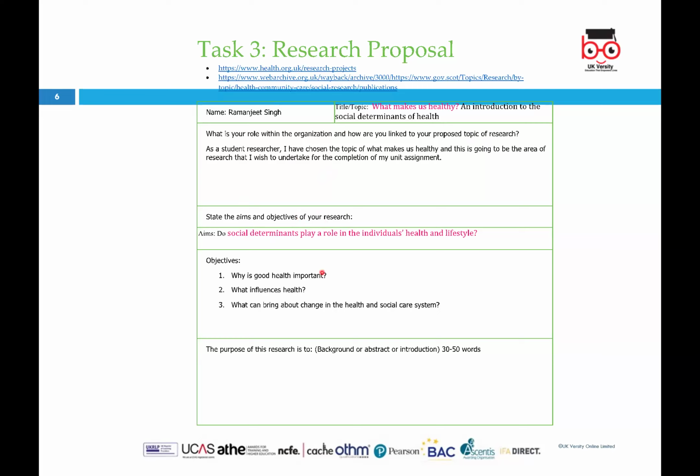Your objectives are more specific. Okay. Why is good health important? What influences health? What can bring about changes in health and the social care system? And then the purpose of the research. Okay. So that will be your background or introduction. This will be around 30 to 50 words.